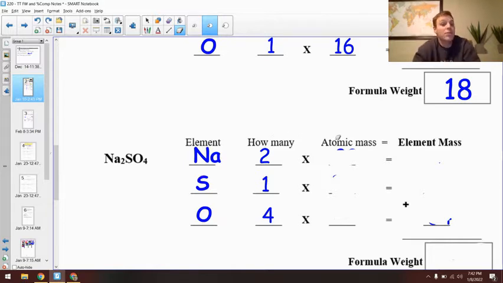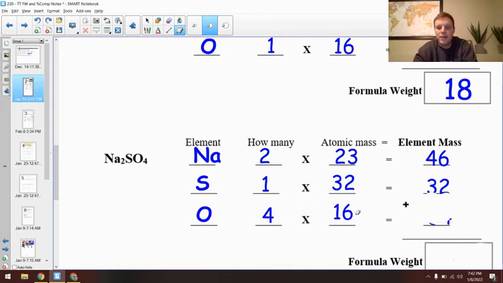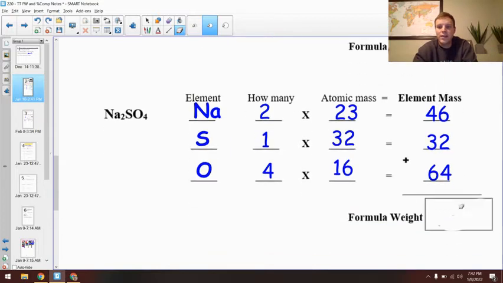Now the mass, rounded to the closest whole number, of element number 11, sodium, is 23. It's listed as like 22.9 something, but we're just going to call that 23. So 2 times that 23 gives us an element mass of 46 for sodium. Sulfur is coming in at 32. 1 sulfur times its mass of 32 gives us 32 over here. And oxygen is 16. 4 atoms times 16 for each one is a mass of 64. And if you add all those up at the end, our formula weight is going to be 142.